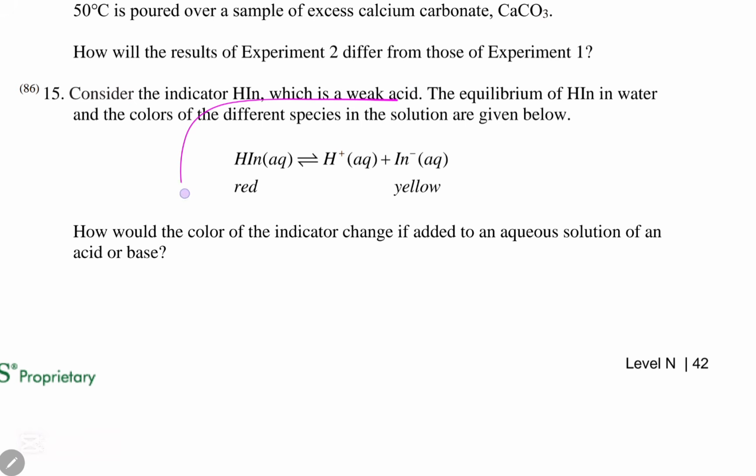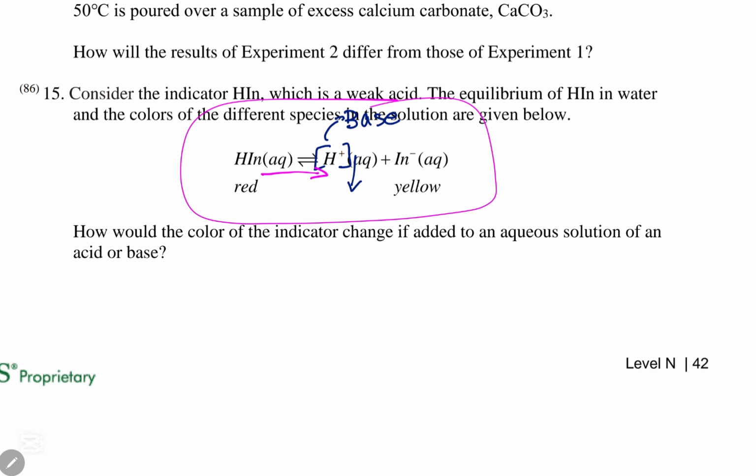Now, let's do the same exact thing, but we have a base. So now we have a base. What does the base do? It is a proton acceptor. So it will take the H+. So the concentration of H+ would decrease, right? So what happens? According to Le Chatelier's principle, we have a change. The change is a decrease. We cannot have a decrease. To counteract the decrease, we need to take from the other side.